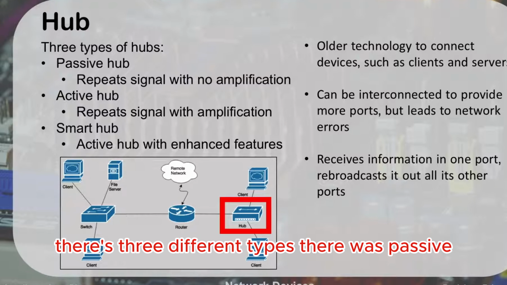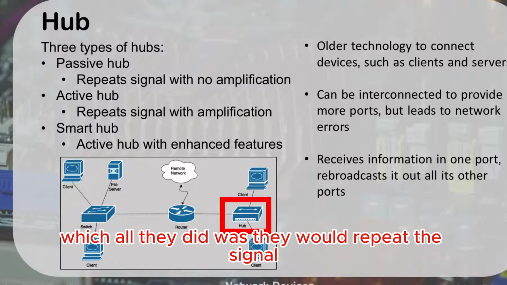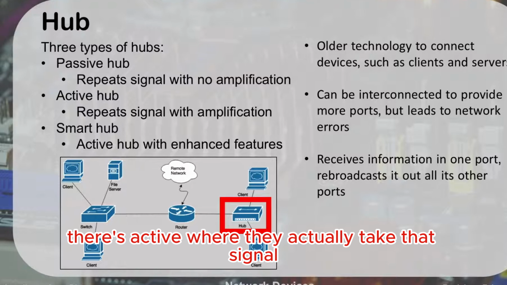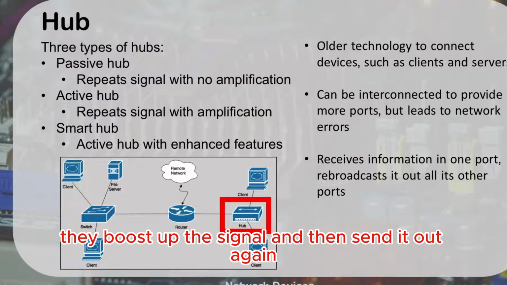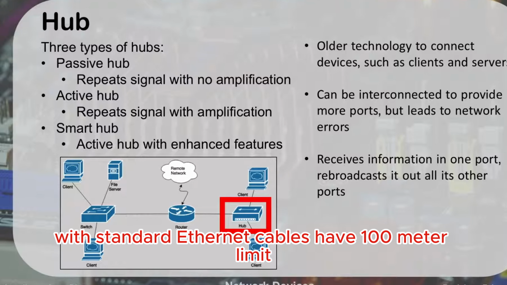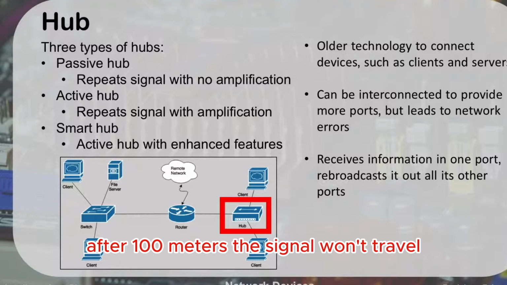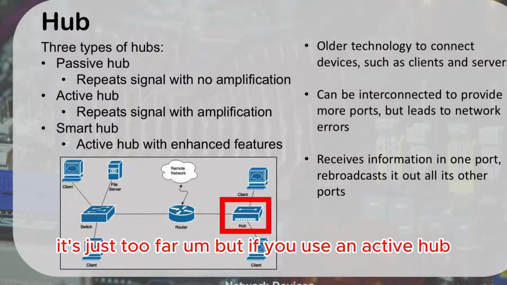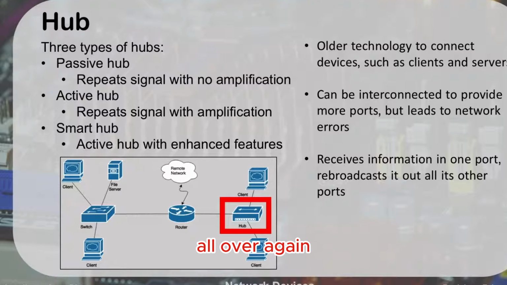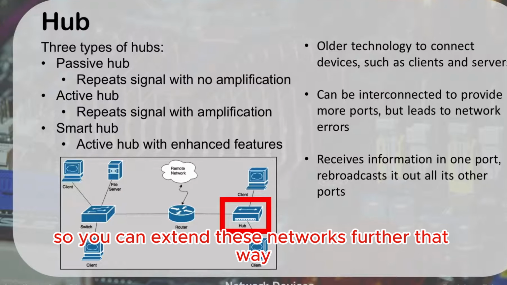So with a hub, there's three different types. There was passive, which all they did was repeat the signal they got in. There's active, where they actually take that signal, boost up the signal, and then send it out again. And this is important because networks with standard Ethernet cables have a 100-meter limit. After 100 meters, the signal won't travel. It's just too far. But if you use an active hub, you could then hit that active hub, and it would start that 100-meter count all over again. So you could extend these networks further that way.